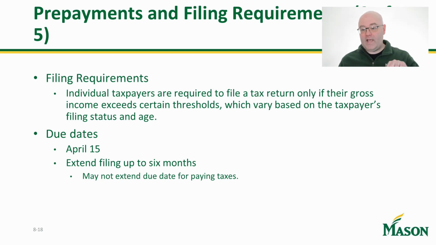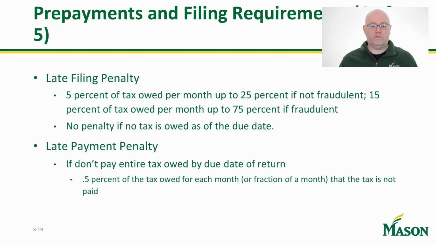Now, releasing a tax return without their authorization, that is a crime. You cannot do that. So know what your limits are as far as what you can do. So late filing penalty: 5% of tax owed, up to 25% if not fraudulent, 15% if fraudulent, up to 75%. No penalty is if the tax owed is as of the due date.